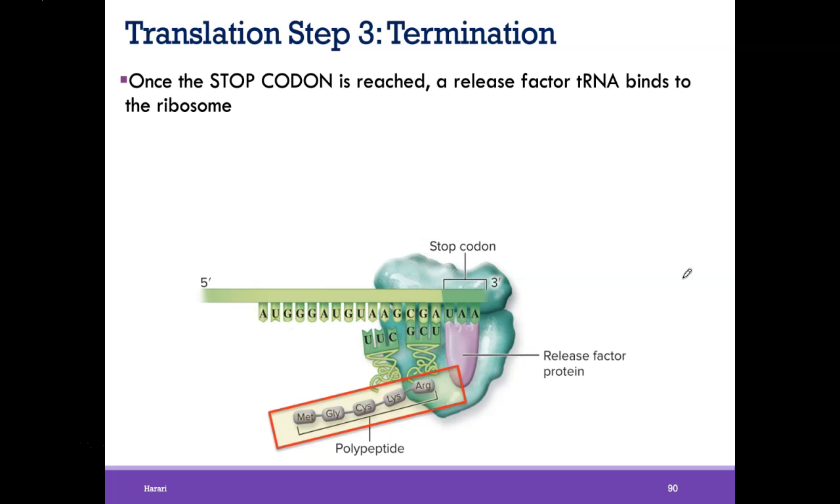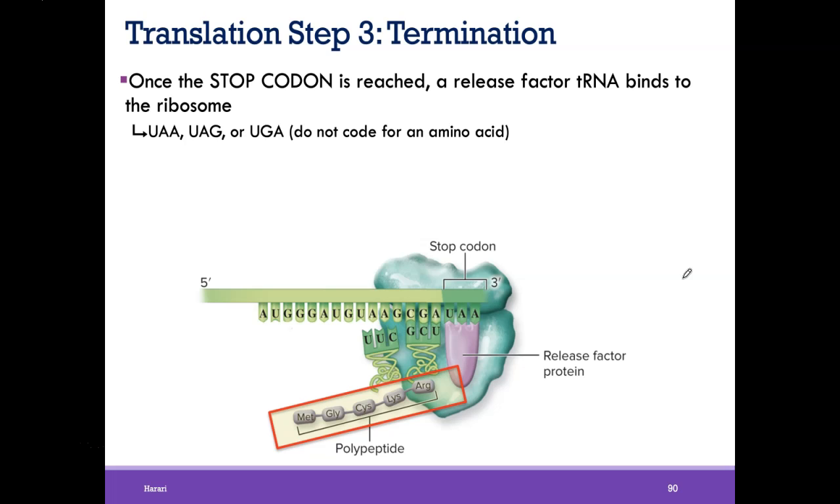So here we have the last step called termination. Elongation halts at a stop codon. Right? So it's UAA, UAG, or UGA. They do not code for an amino acid. And a special protein called a release factor binds to the stop codon. Not really a tRNA molecule. It's called the release factor protein. And this prompts translation to end.